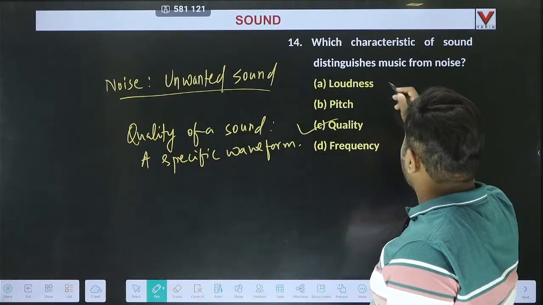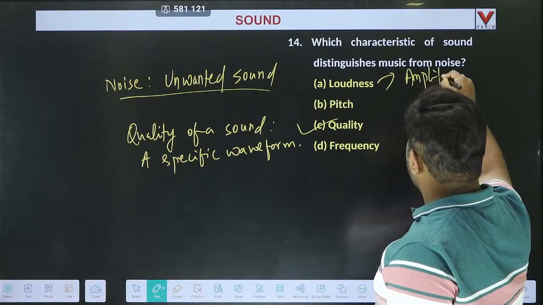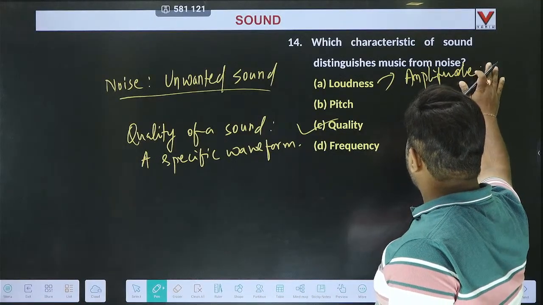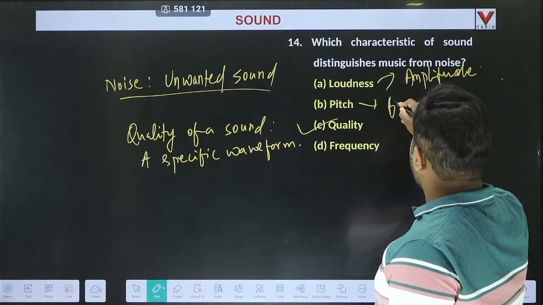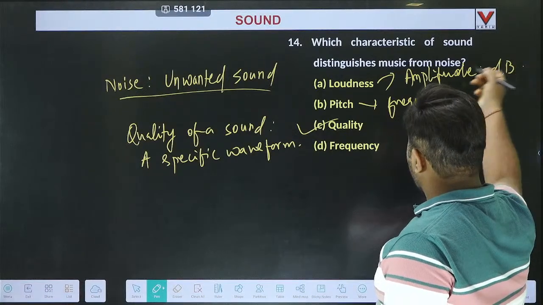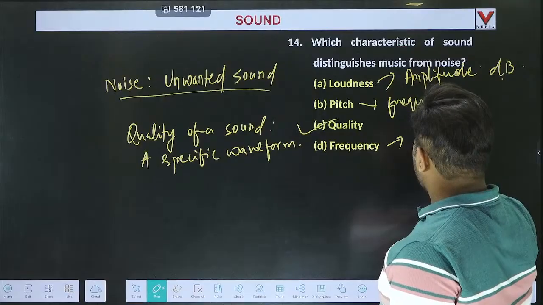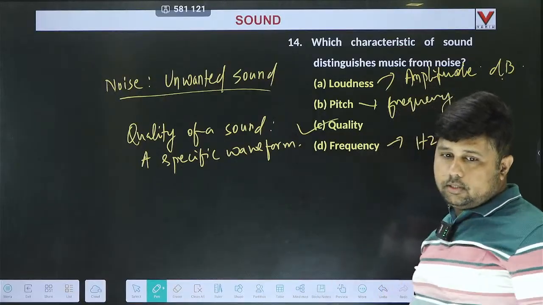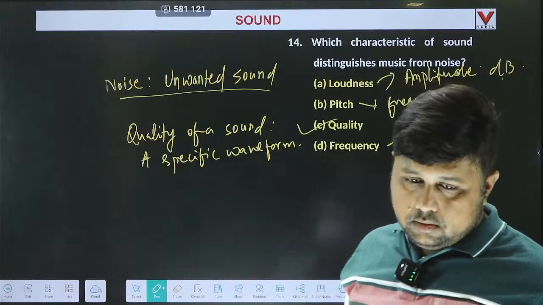Loudness we have already discussed. Loudness relates to amplitude, or intensity, and is measured in decibels. Pitch relates to frequency, measured in hertz: the number of waves passing through a given point in one second.